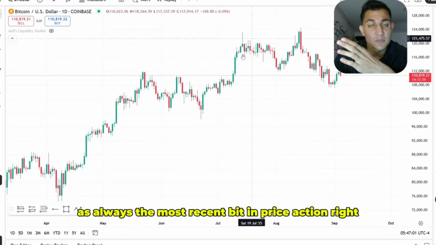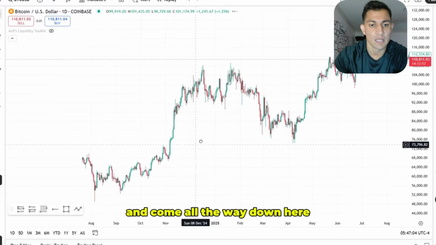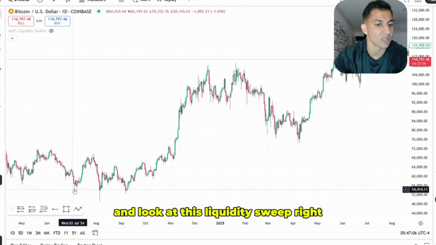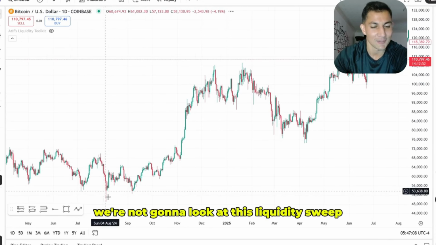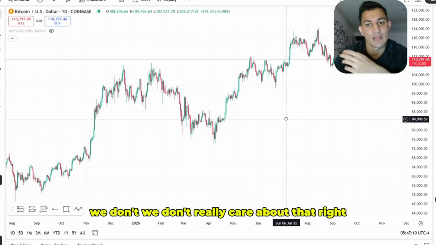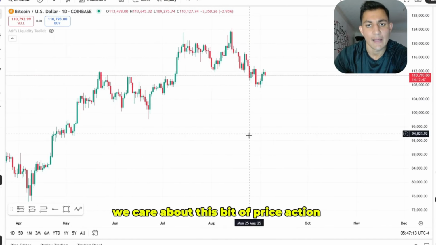We're just going to look at this overall, again, as always, the most recent bit in price action. We're not going to get on the daily chart and come all the way down here and look at this liquidity sweep, which is really nice. We don't really care about that. We care about this bit of price action here.